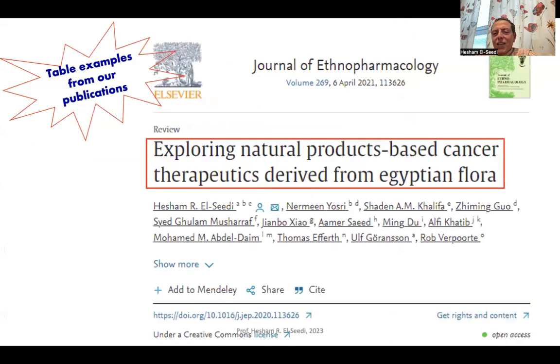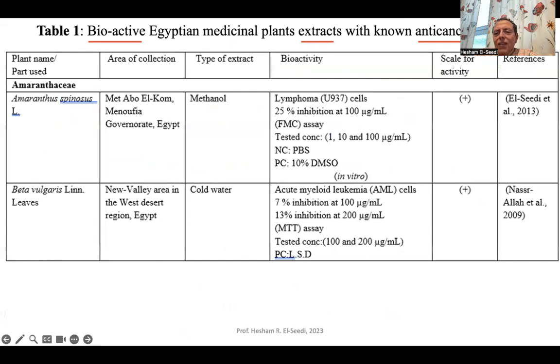I will give you one example from our paper recently published in the Journal of Ethnopharmacology, Q1 Drug Discovery: exploring natural products-based cancer therapeutics derived from Egyptian flora. If you look here at the table, bioactive Egyptian medicinal plant extracts with known anti-cancer activity. So extract and the cancer activity.